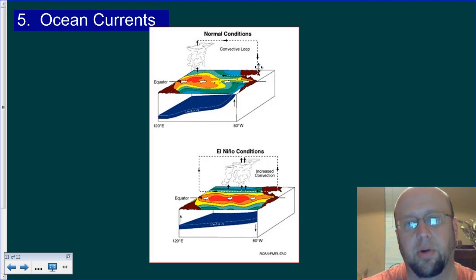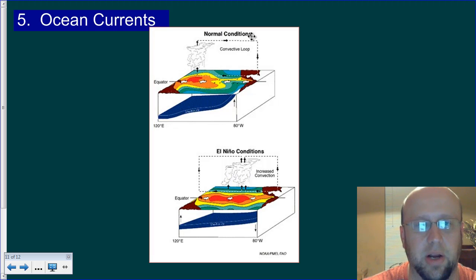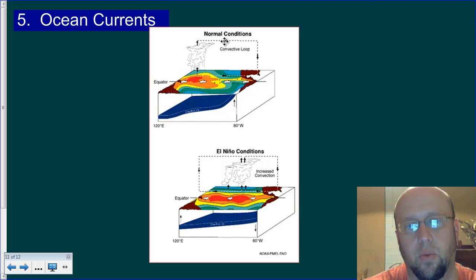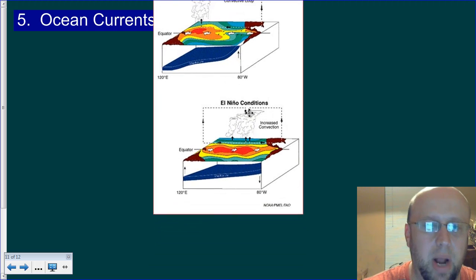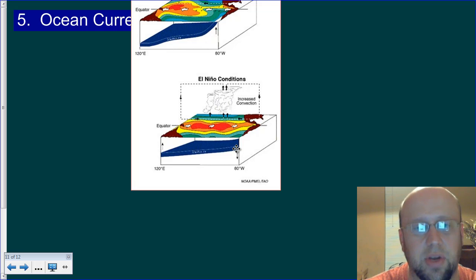We get our normal convective loop here, much like we would in one of our Hadley loops. So the warm air goes up, it can go around, and then it's going to come back down over here. So cold water and cold upwelling over here, warm water over here, warm air rises over here. What happens in an El Nino year, or El Nino conditions, is that the upwelling actually stops.